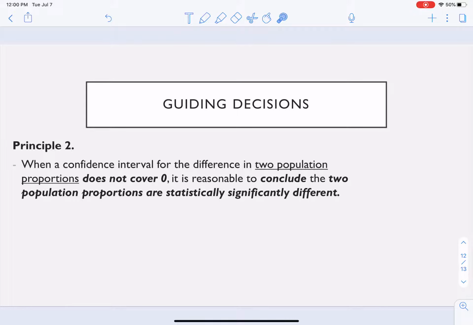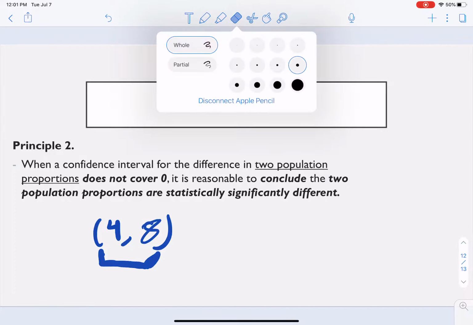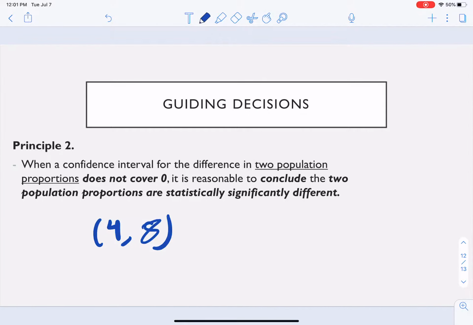Principle 2 is a little bit beyond what we've been doing, but the same kind of idea. If a confidence interval for a difference of two proportions or two samples, whatever it may be, does not cover zero. We can't have negative proportions, but if we were looking at the difference between two things and found the confidence interval was 4 to 8, all of the possible values for the population difference could be in here and it does not cover zero. It's reasonable to conclude that the two things we are measuring are statistically significantly different.